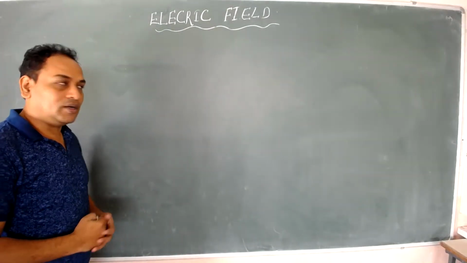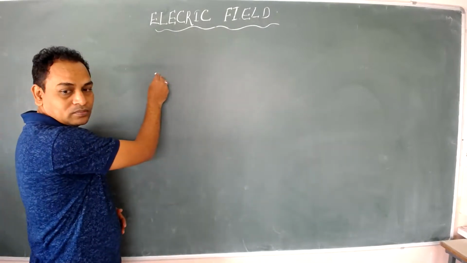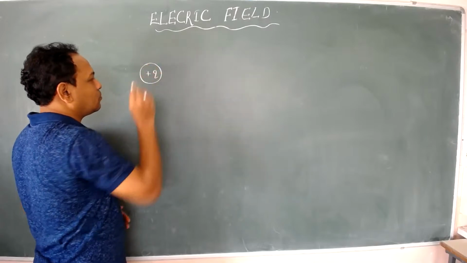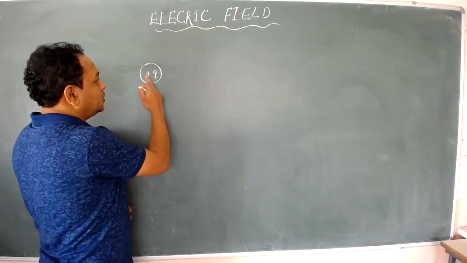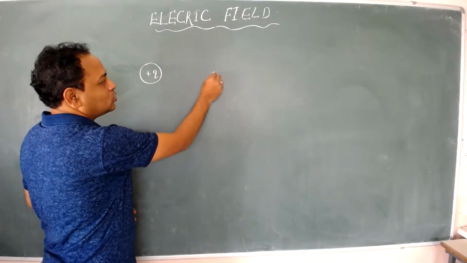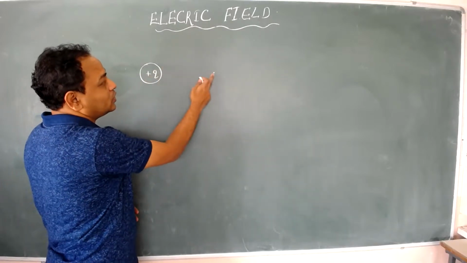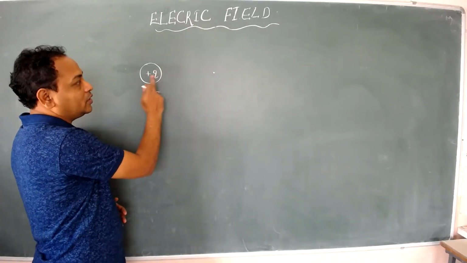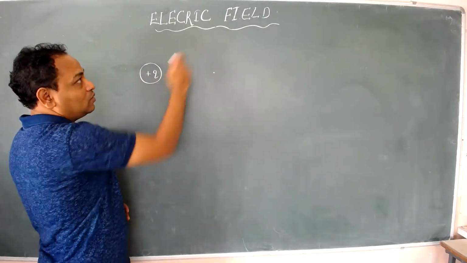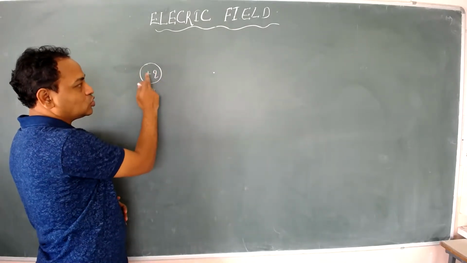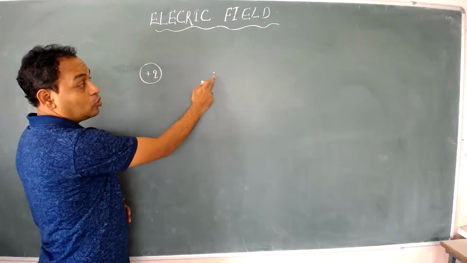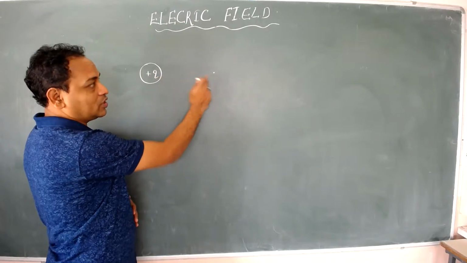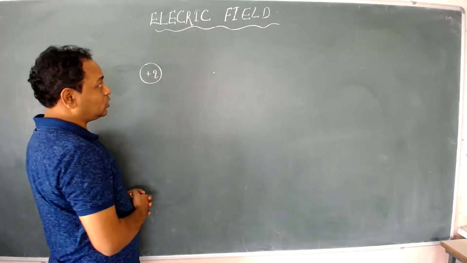To understand this, let us consider one charge. Suppose this is a positive charge. Its electric field at a particular point, suppose this is a point, how much electric field does it have at this point? That means how much electric field strength it has at this point, that we have to calculate. Electric field means electric field due to this charge. That is how much electric field intensity, how much strength of electric field is there at this point. That's what we have to calculate. So that is called electric field.